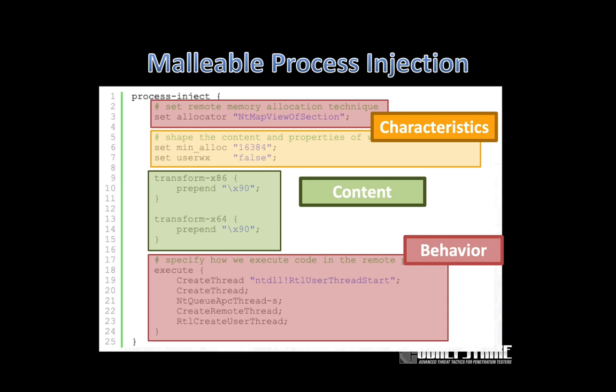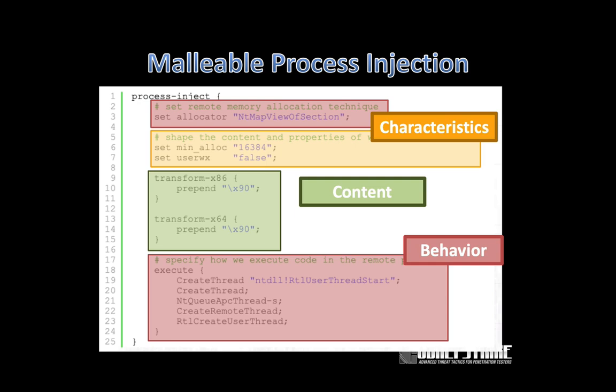You can use min_alloc and use RWX to change the characteristics of that memory in the remote process. Transform-x86 and transform-x64: these blocks can shape the content that is being injected into a remote process. And the execute block gives you a lot of control over how Beacon spawns a thread or otherwise passes execution to code that you copied to a remote process.